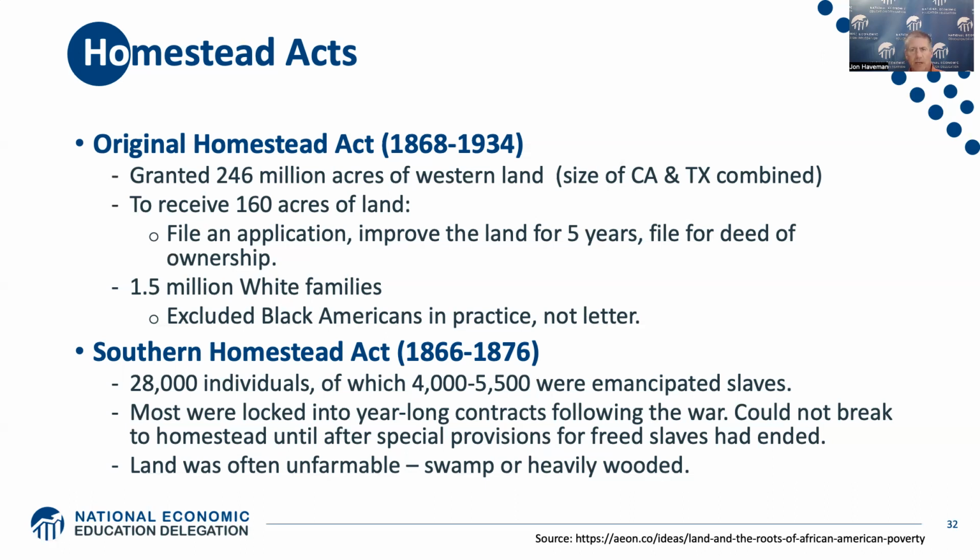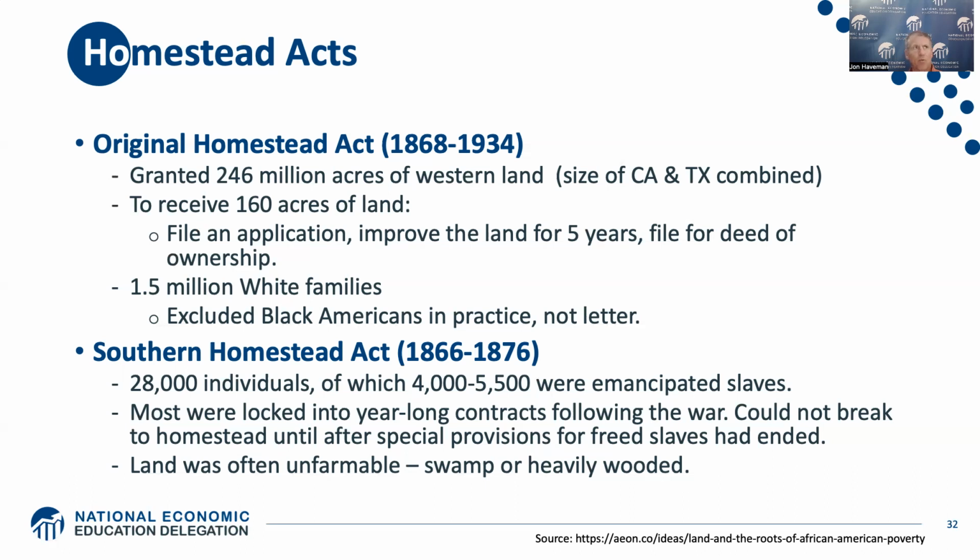And this is where the contracts you're locked into hampered your taking advantage of the program, because you're locked into a year-long contract and you couldn't break that in order to homestead, right? And it's also true, and I haven't been able to find out the distribution of farmable versus unfarmable land, but I imagine that the Black slaves who took advantage of the program were given land that was largely unfarmable or heavily wooded, and the white individuals who took advantage were probably given land that was more likely to bear wealth in a shorter period of time.